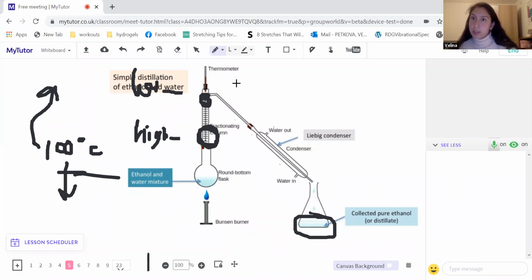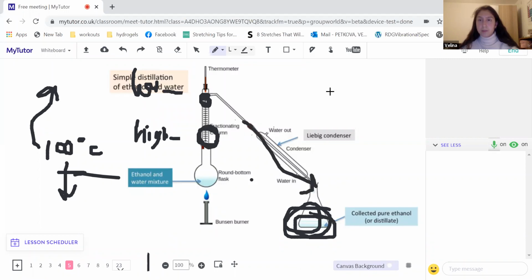Sorry, I'm just reading the questions. So if the substances had different boiling points, then how would you separate them? Sorry, I don't understand that question. So what's the definition of the distillate? It's this part here. This is the distillate, whatever you've collected after it goes through the condenser.